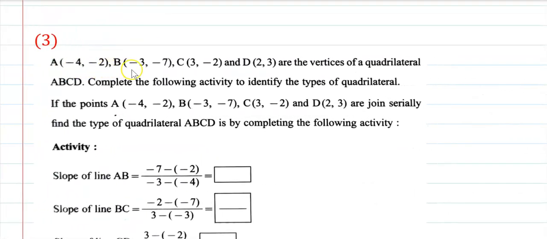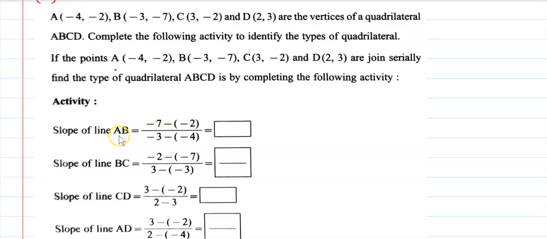A(-4, -2), B(-3, -7), C(3, -2), and D(2, 3) are the vertices of quadrilateral ABCD. Complete the following activity to identify the type of quadrilateral. Okay. Now here we will complete the activity. First we find the slope of AB.